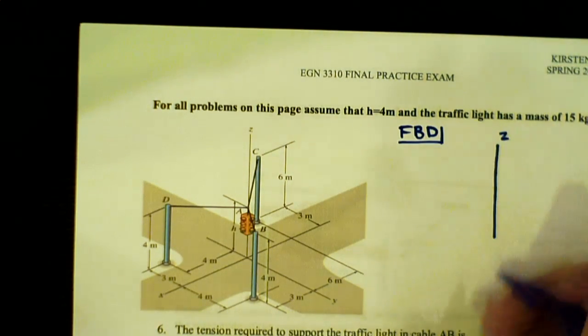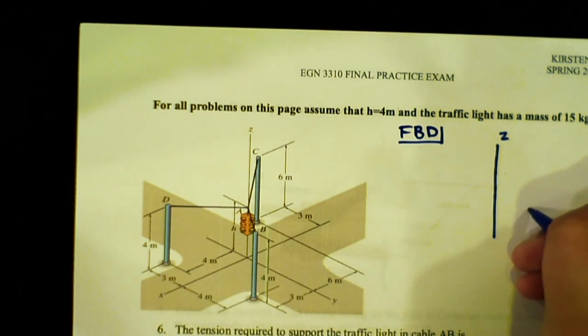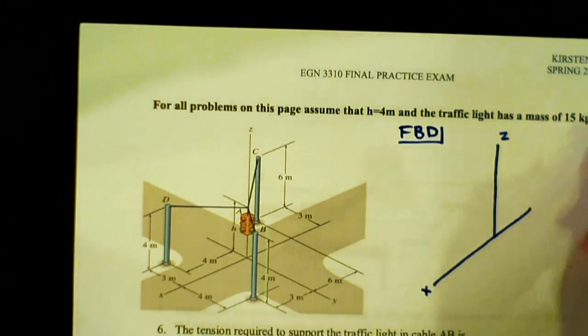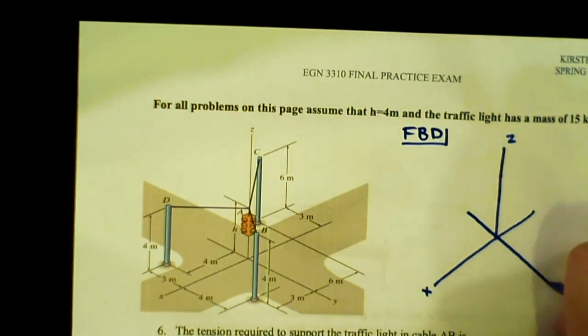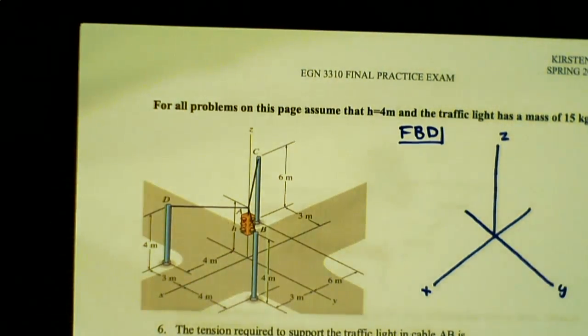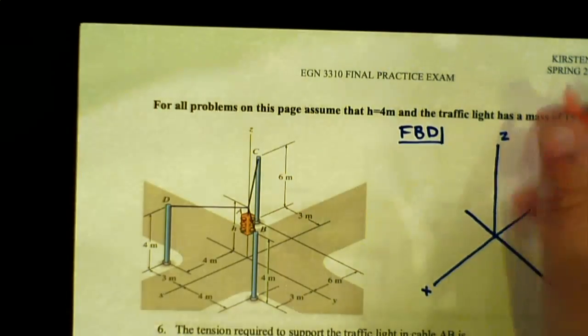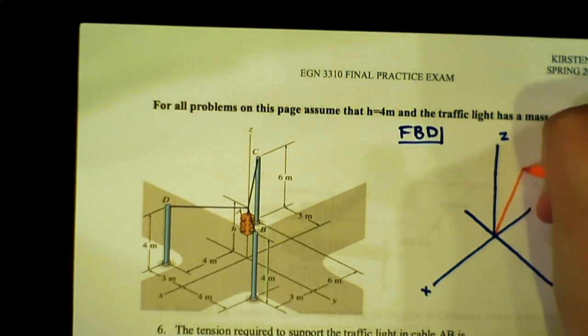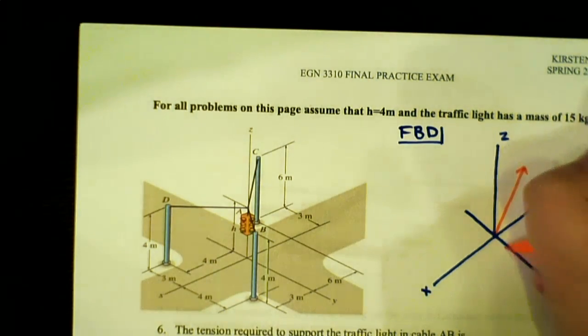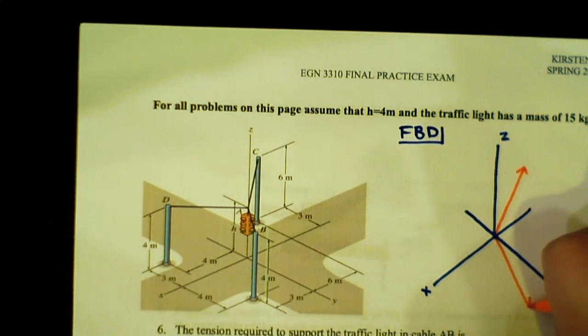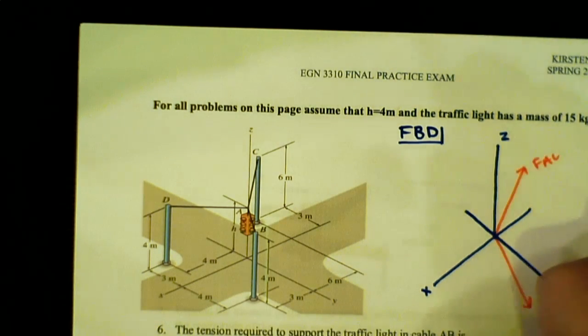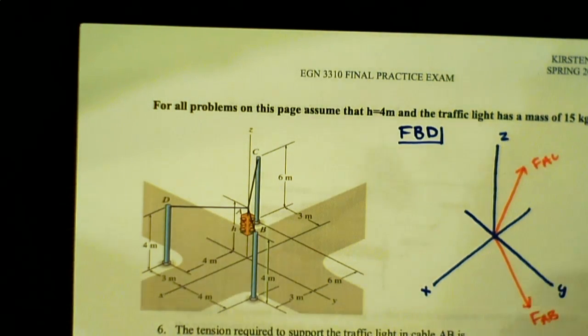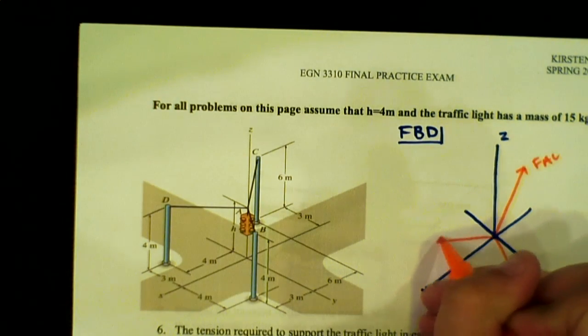So there's our Z, our X, and then our Y. I'll do this in a different color. If we're looking at our picture, we have FAC going in this kind of direction. We have FAB going in this direction. FAC, FAB. We have FAD going in this direction.